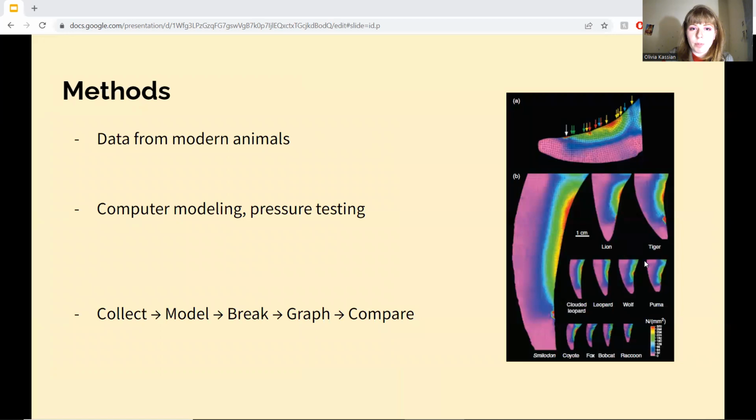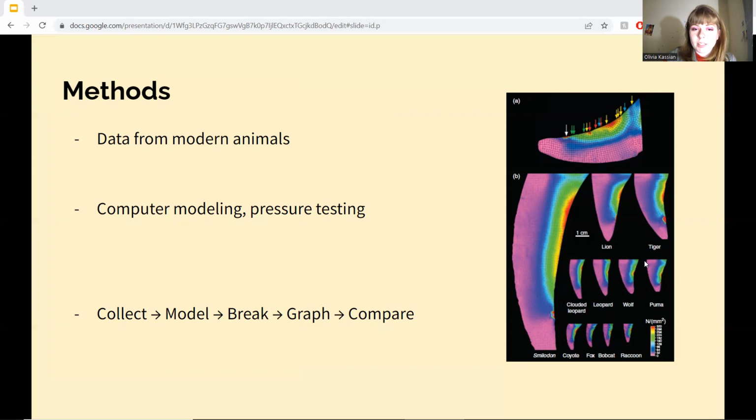The way this paper went about testing their hypothesis was by collecting samples from modern animals: cats, raccoons, bobcats, and others like that. But it's worth noting, and you'll see this in the data slide, that they were able to collect samples from saber-toothed tigers, or smilodons. This might be a surprise to you, since the big thing about this paper is breaking the teeth in order to test how strong they are.